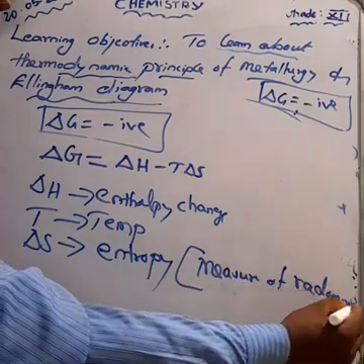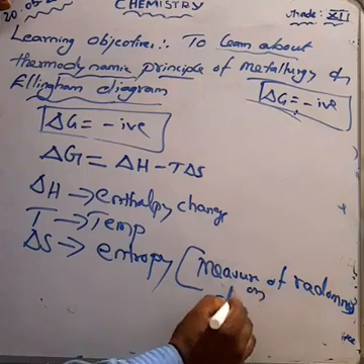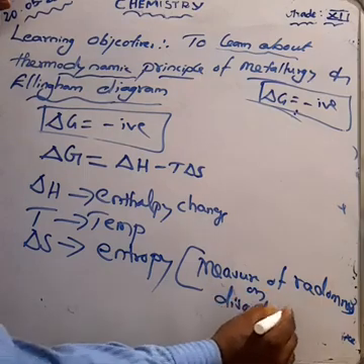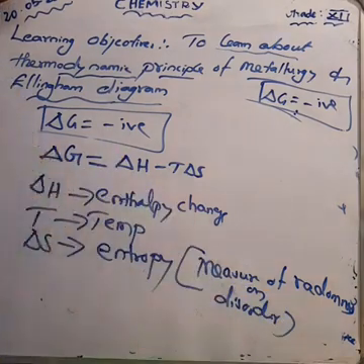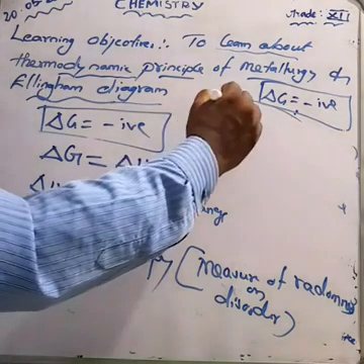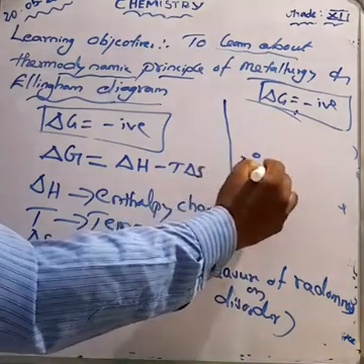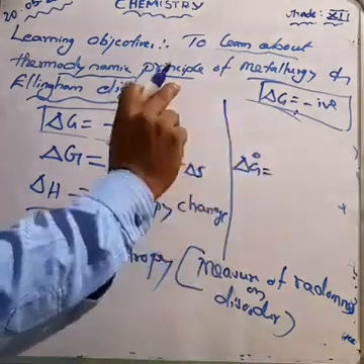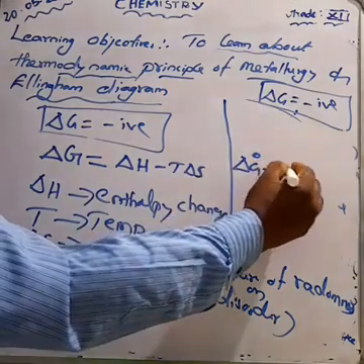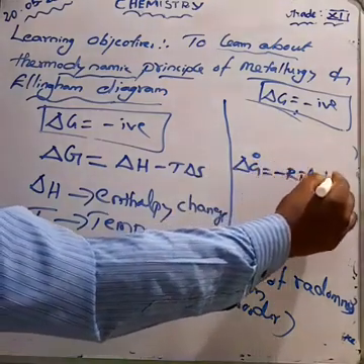So, for an equilibrium process, the delta G naught value can be calculated by using the equilibrium constant by the following expression. What is that expression? Delta G naught is equal to minus RT ln Kp.